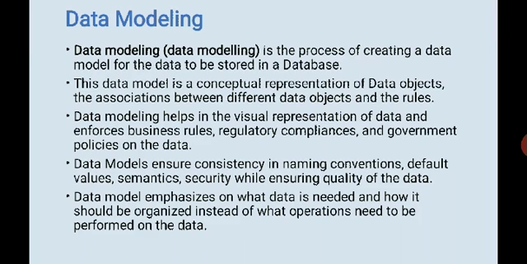So the data model emphasizes what data is needed and how it should be organized instead of what operations need to be performed. This is what we actually discuss: what is to be done, right? How is not the key, not the case that you are interested in. So how it is organized, this is what we don't need in here. It just needs what data is needed, right?